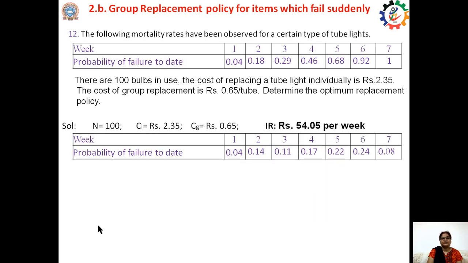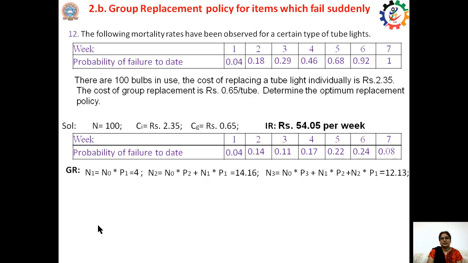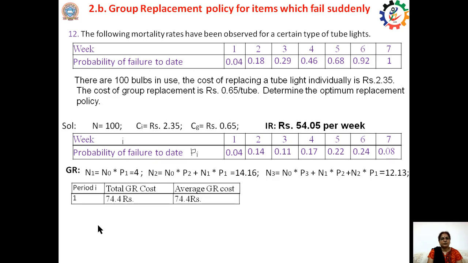Next, let us see how the group replacement calculations go. I already explained. N1 you get 4, and N0 is 100, 100 into 0.014. This is PI actually, and this is I. So 1 into 0.04, 2 into 0.14, 3 into 0.11, like that. So when you do N0 into P1, you get this, N2 similarly. So next step would be to go for the period, total GR cost.